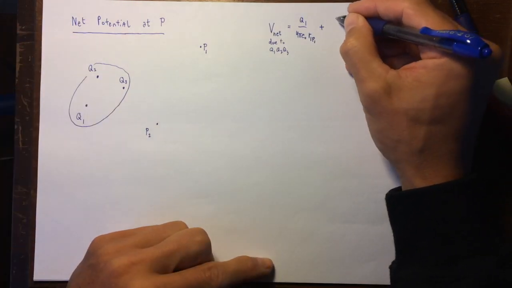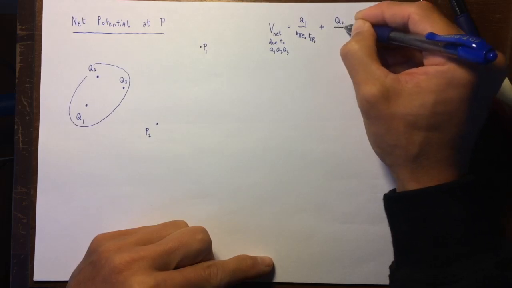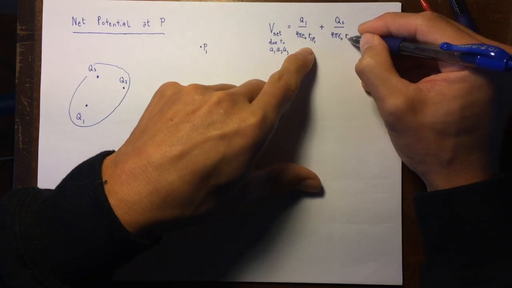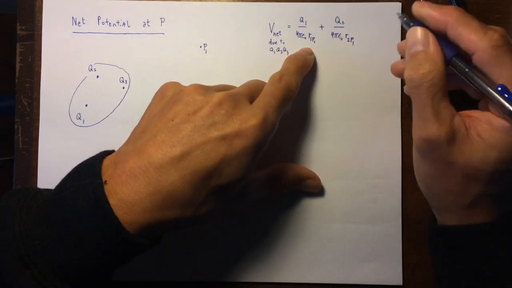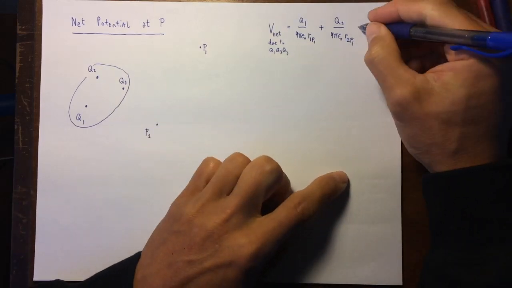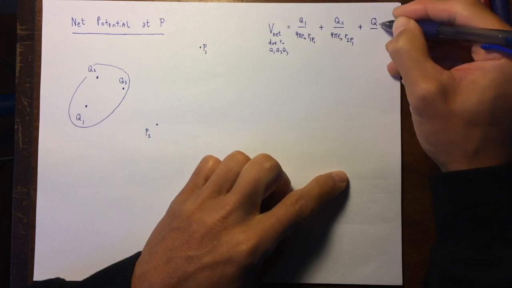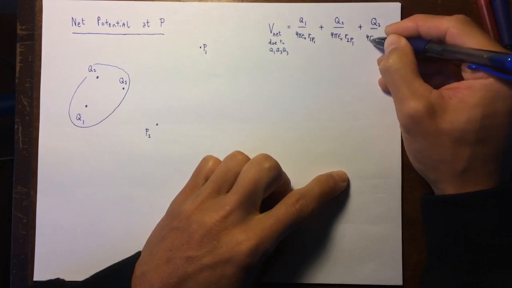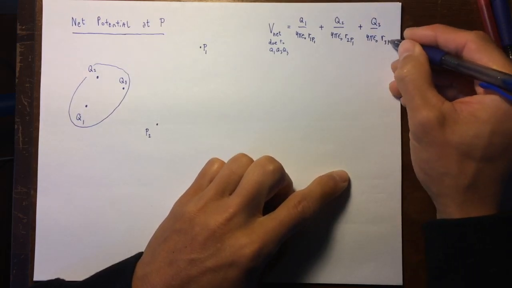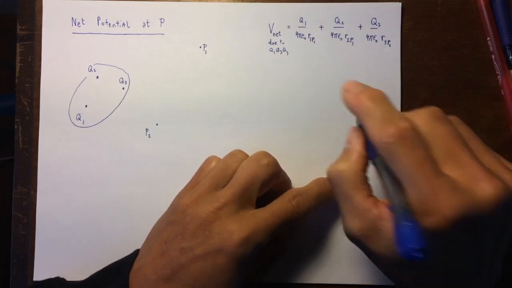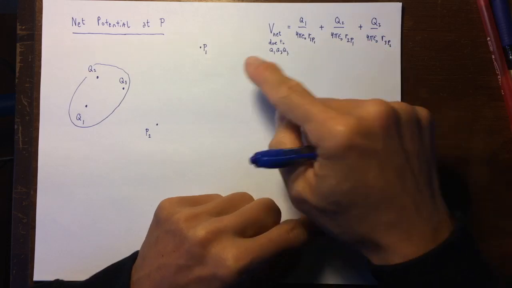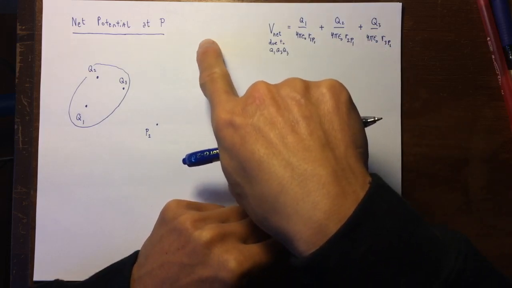So you add on what you get if you take Q2 divided by 4 pi epsilon naught R2P1, right? This is the distance between charge number 2 and the place P1, plus what you get if you do Q3 divided by, same stuff, 4 pi epsilon naught, the distance between the location of charge 3 and the position P1. So this is the net potential due to the three charges at P1. This is the potential value here, right?